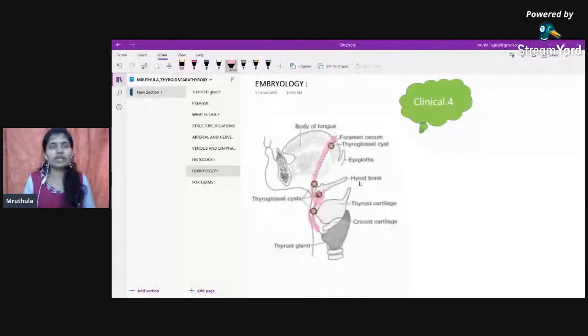Sometimes, there can be an aberrant thyroid gland. Why aberrant? The thyroid gland is normally present, but additionally, there is some additional thyroid tissue present somewhere else. Such thyroid tissue is termed the aberrant thyroid gland. Okay. Now that's about the embryology.